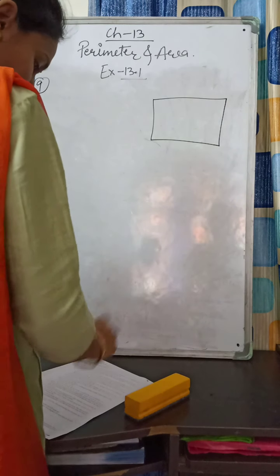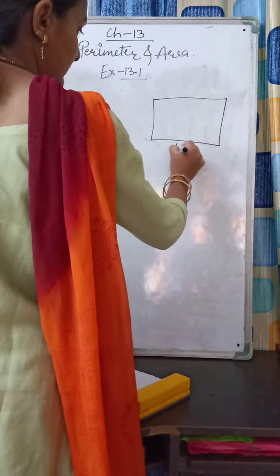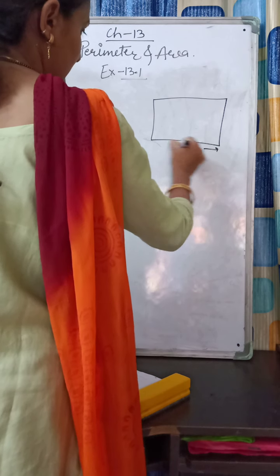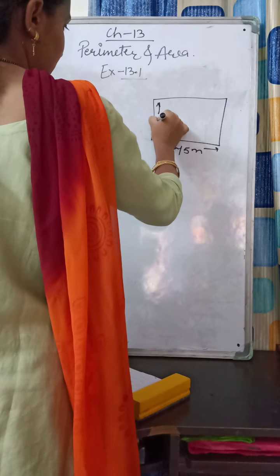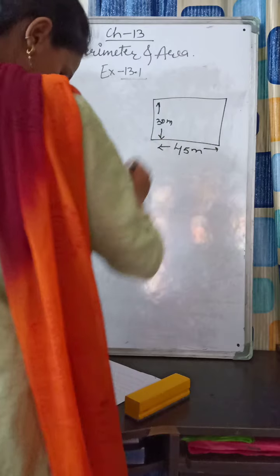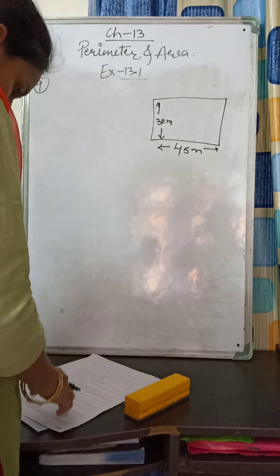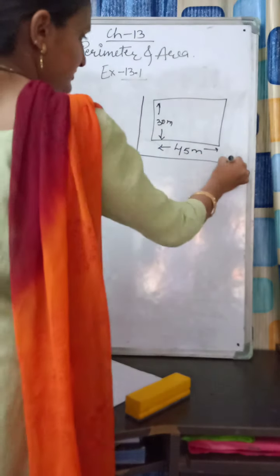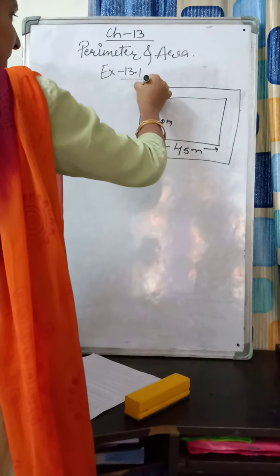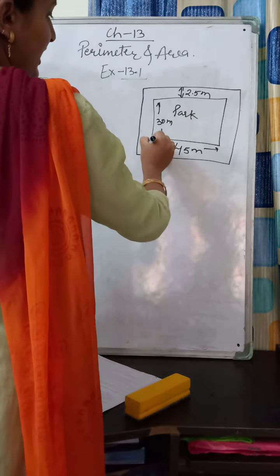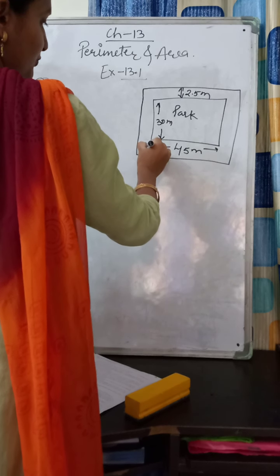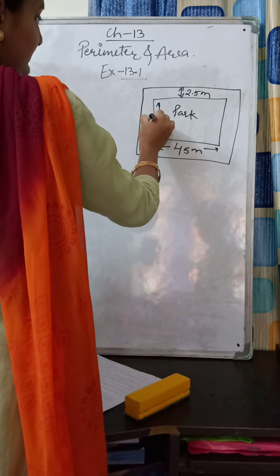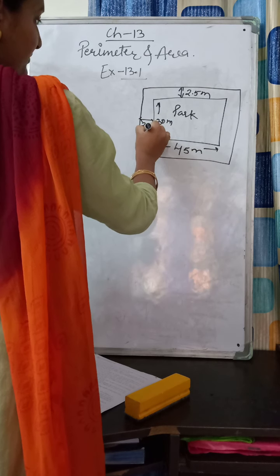That means we have a rectangular park of length 45 meters and breadth 30 meters. Now a 2.5 meter wide path is constructed outside of this park. That means this is 2.5 meters, this breadth is also 2.5 meters, and this is also 2.5 meters.